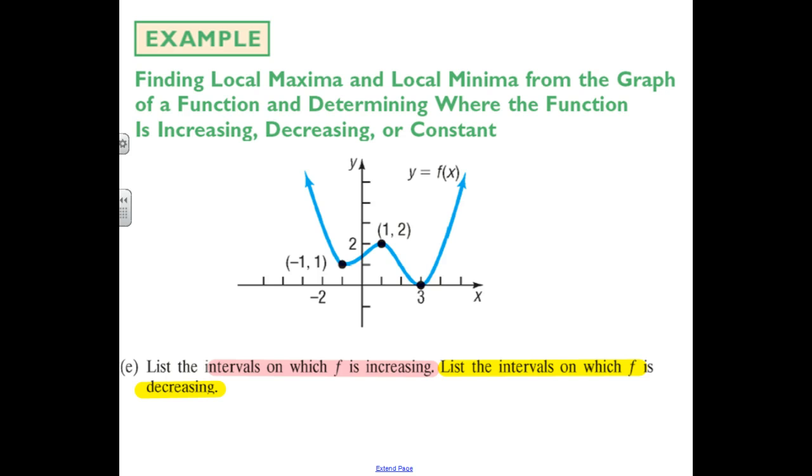So once I find the local max and the mins, then I can talk about intervals of increase and decrease. So it looks like in pink, I'm finding intervals of increase. So again, I'm going to tell you the x values between -1 and 1, the function is increasing. Then it looks like it's increasing as well over here, and I would denote that as everything from 3 to infinity. And again, you can put a comma or a union sign in between that.